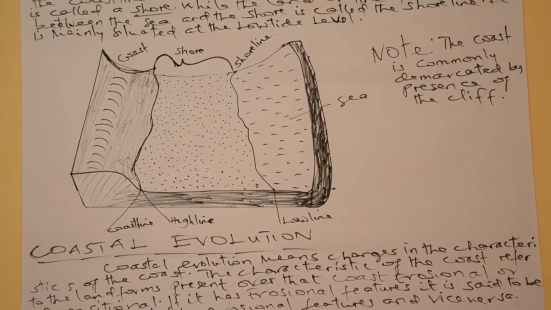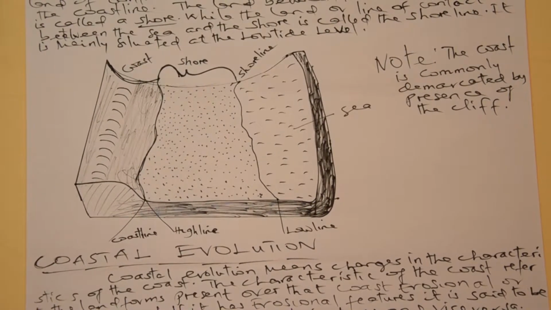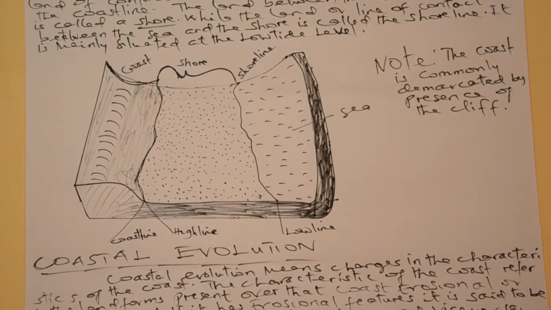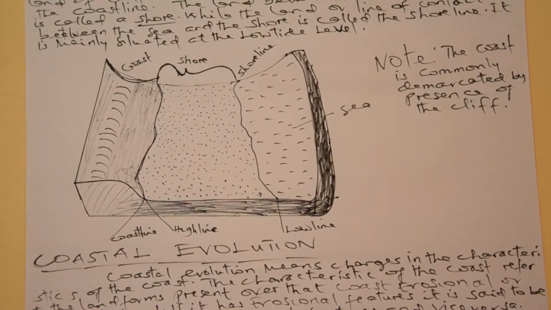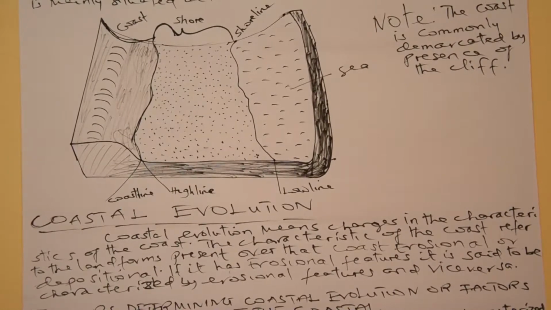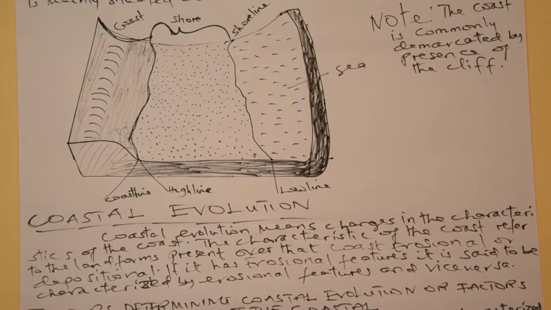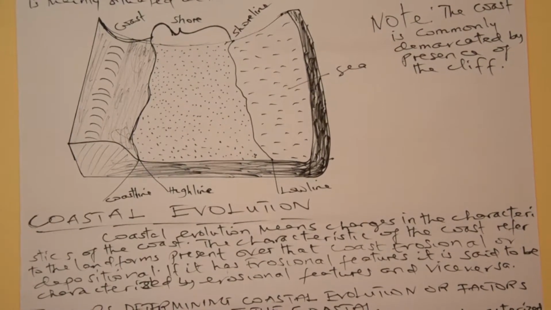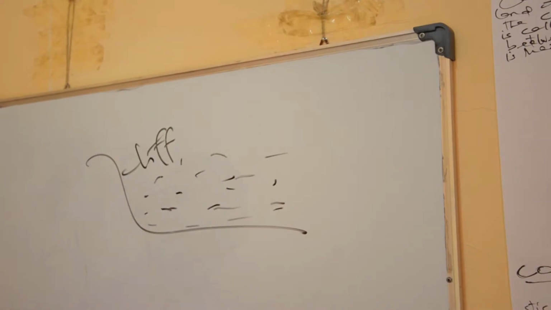For instance, here there is a coastline, there is a high line and a low line. Note, the coast is commonly demarcated by a cliff. Dear students, although coast is the landmass after the sea, this landmass can be demarcated with a cliff. A cliff is a wall-like structure, mostly affected by erosion from wave action. The cliff is part of the erosive features caused by wave action. Therefore, we will describe later the erosive features caused by wave action.